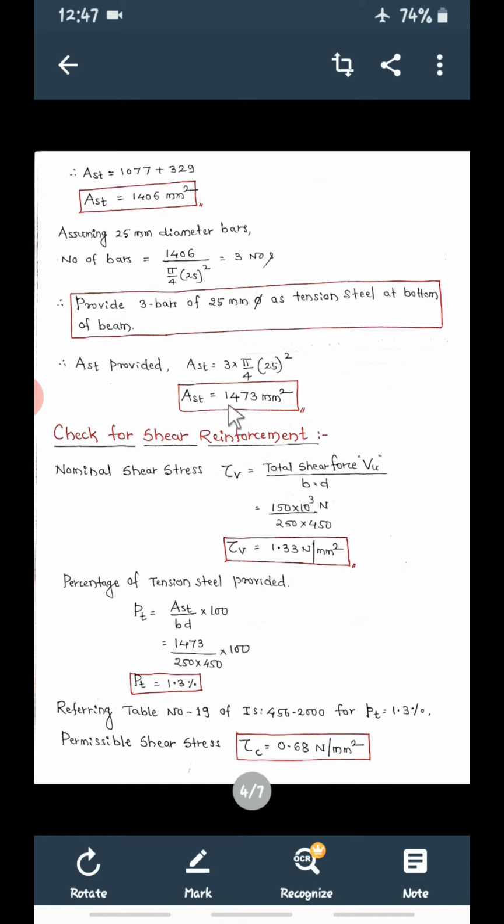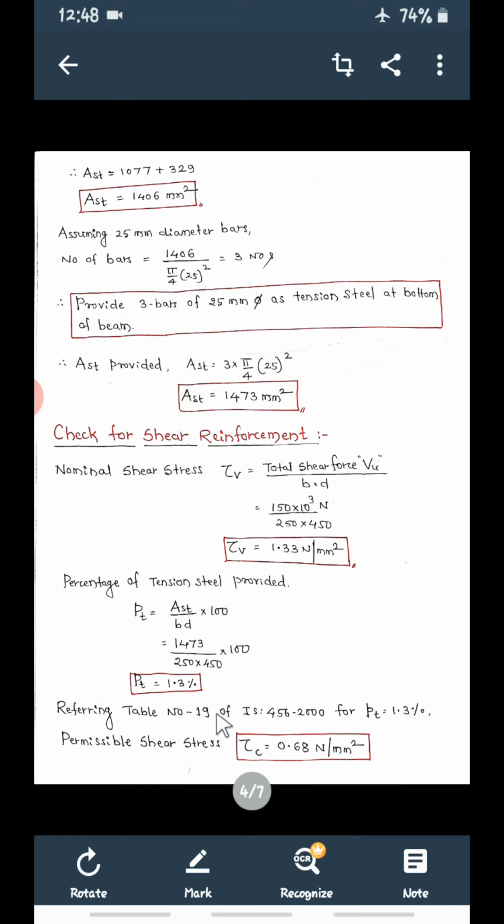Okay, so AST is 1473. 1473 divided by B into D into 100. So how much, in terms of percentage, are we providing? 1.3%. 1.3% of steel is provided at the bottom.